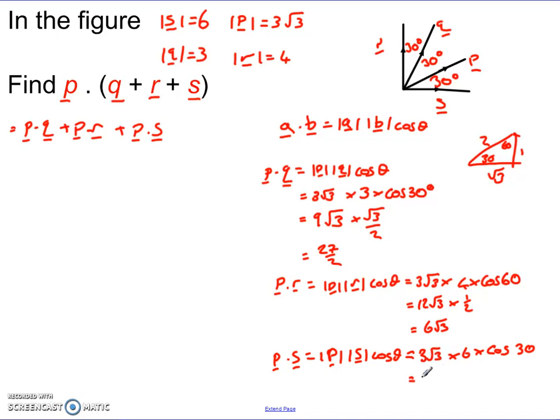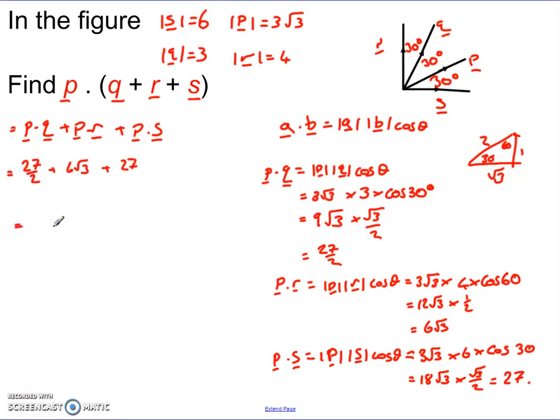So 3 root 3 times 6 gives me 18 root 3. Cos 30, we know from up here, is root 3 over 2. So in this case, 18 times root 3, that becomes 3. 18 divided by 2 is 9. 3 9s are 27. So I've got all three parts now. Now it's a case of combining them in here. So P dot Q is 27 over 2. P dot R is 6 root 3. And P dot S is 27.